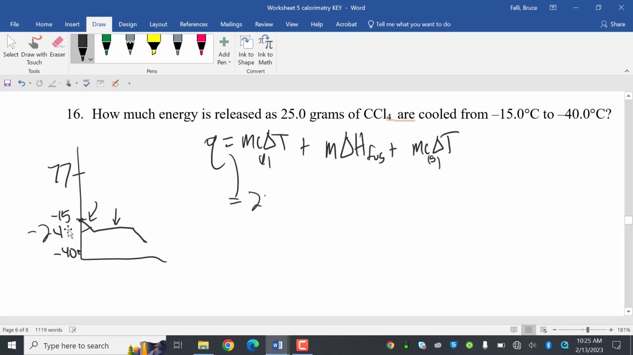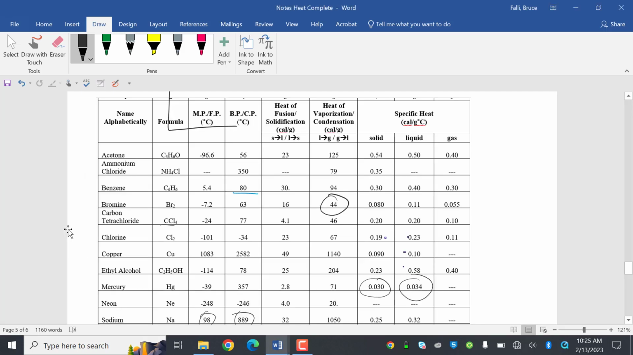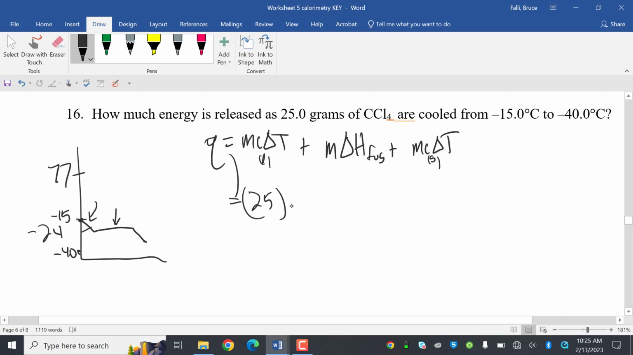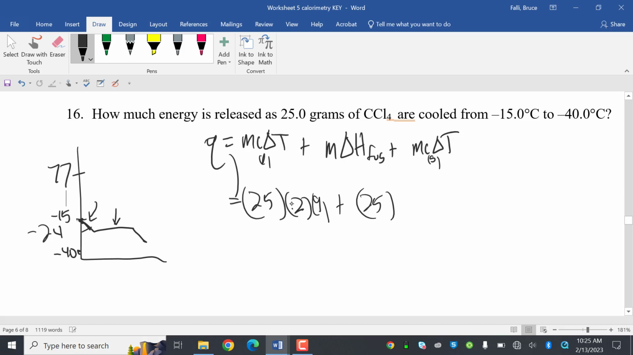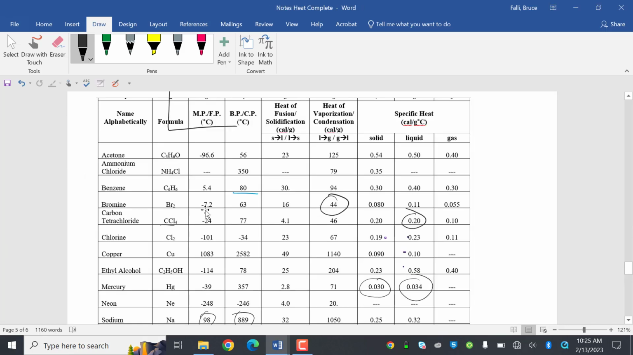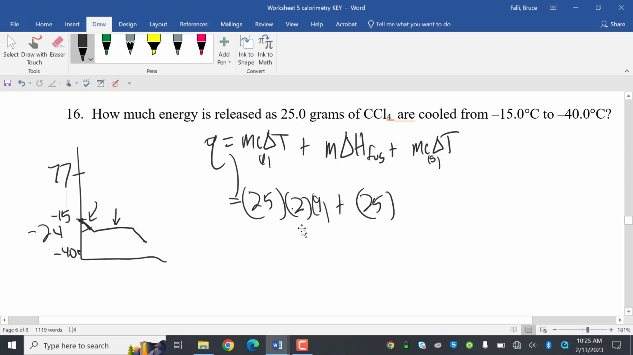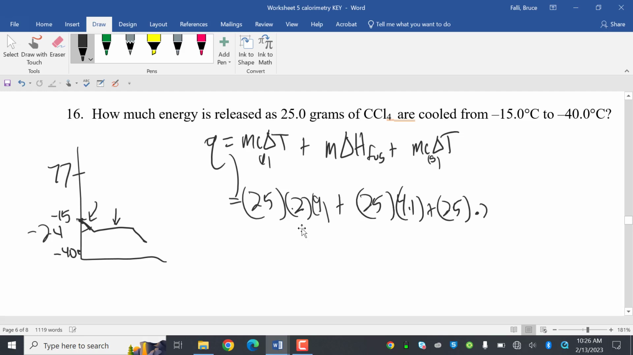Mass is 25. Specific heat of CCl4 liquid, 0.2. And then that's 9 degrees. To get from here to here is 9. Plus 25, heat of fusion of CCl4, 4.1, plus 25. This was 0.20 as well. And then I went from 24 to 40, which is 16.